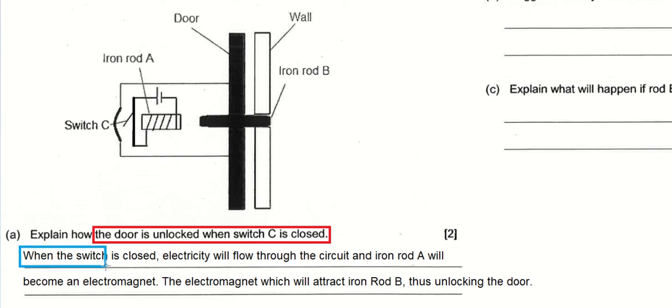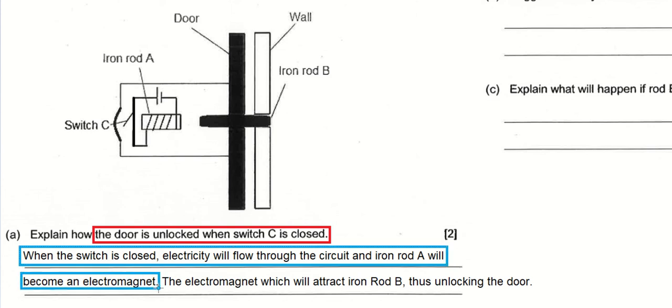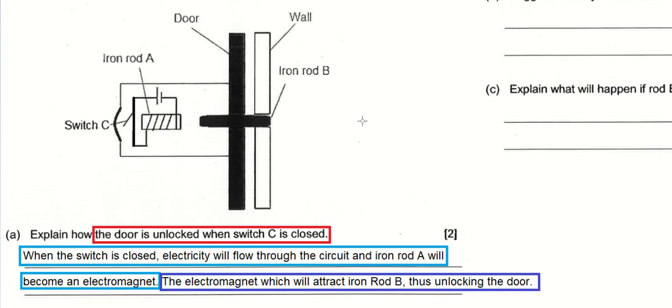Okay, so what is the evidence? When the switch is closed, so this is your evidence, because you are showing the marker, the teacher who marks, that you know the science concept behind it. So you have to apply it to the question. So the electromagnet, after this happens, the electromagnet will attract. So this is your reason. Now, where is the compare? The compare is electricity will flow, so there's a present and an absent. And iron rod will become a magnet. So this is your compare before and after.